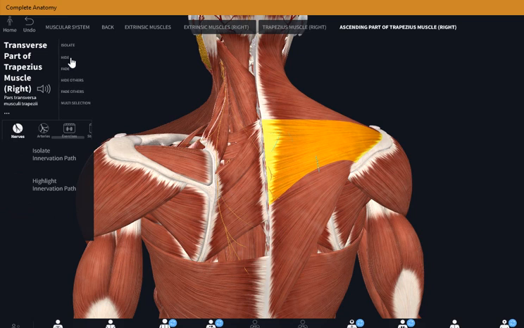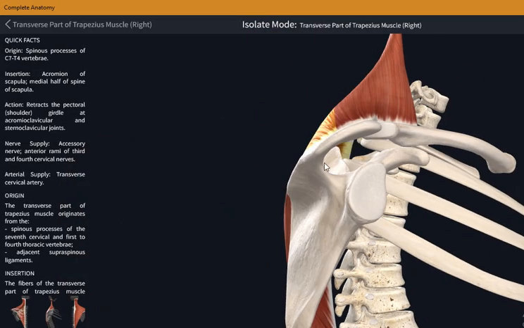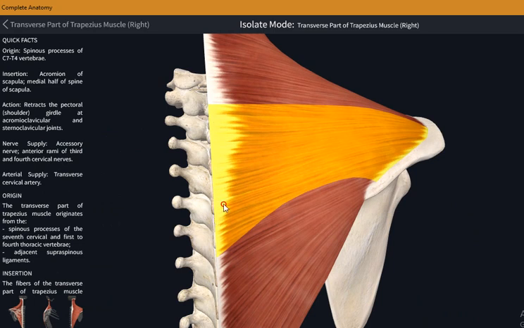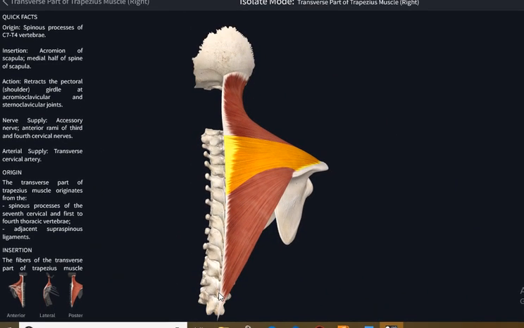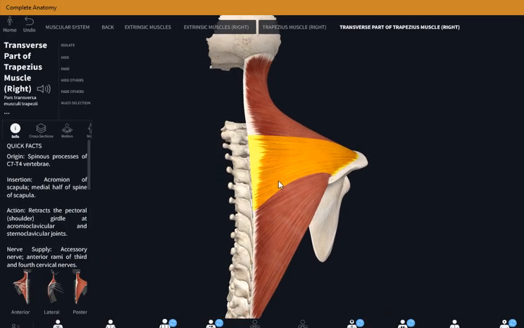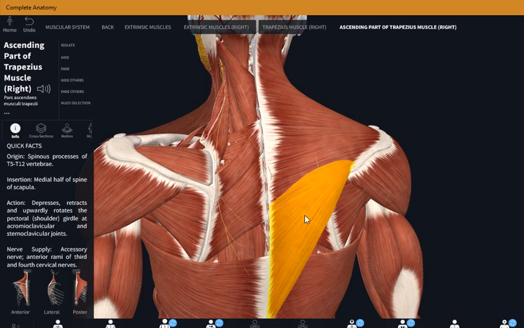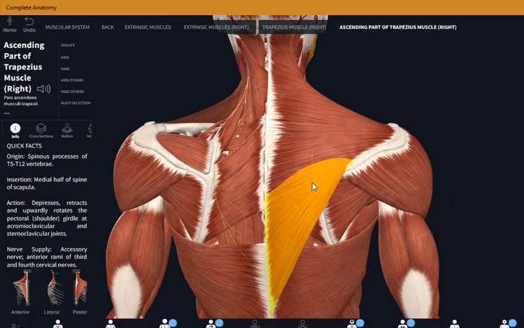Now if you isolate the transverse part, we see the origin of the transverse part. All this is going to be the origin and insertion. This one is going to end at the level of C5 and something, and this one at the level of T12. The middle part starts from C7 to T4 vertebrae, and the insertion is on the scapula. In the case of the inferior, or ascending part of the trapezius, the origin will be from T5 to T12 vertebrae, and the insertion will be on the medial half of the spine. So this is the origin and insertion of the different parts.